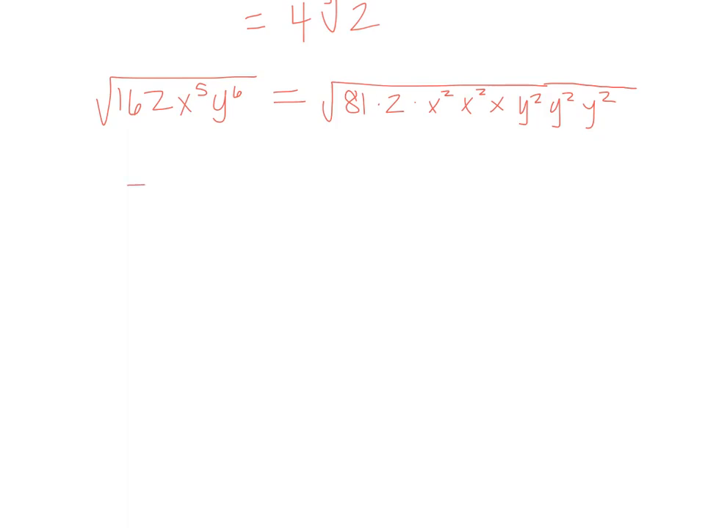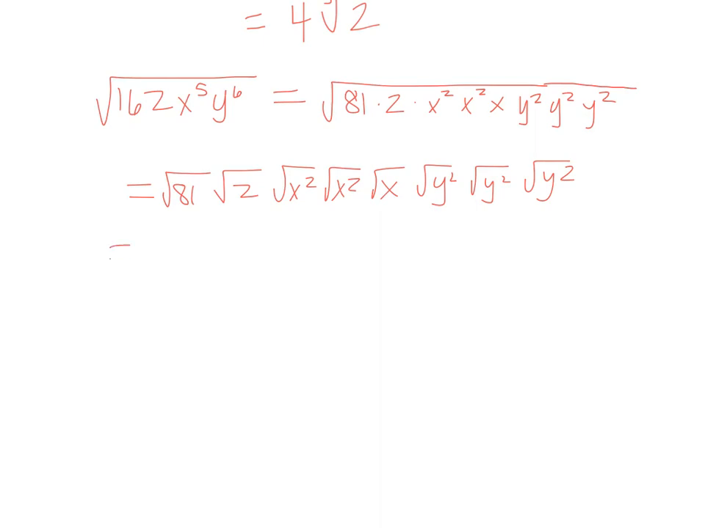Okay, so we can write this as square root of 81 times the square root of 2, and then square root of x squared, square root of x squared, square root of x, and then square root of y squared, square root of y squared, square root of y squared.